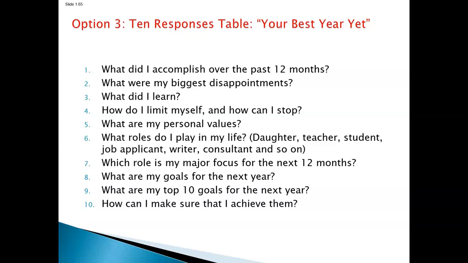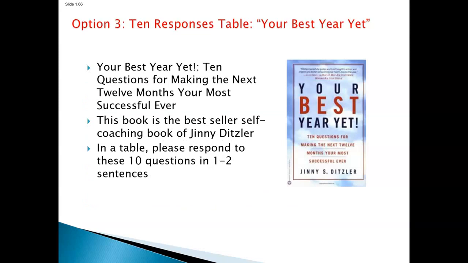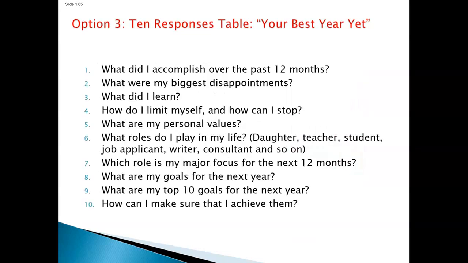Option 3 is about this book. It's a bestseller book, Your Best Year Yet: 10 questions for making the next 12 months your most successful ever. Think about 2025. If you really want to design your 2025, then respond to these 10 questions. Okay? What did you accomplish during this year? What were your disappointments? What did you learn this year? How do you limit yourself, your values, your roles? Which role is the major focus in 2025?